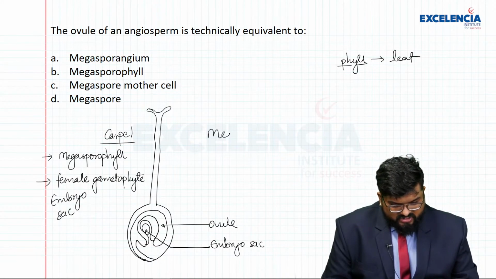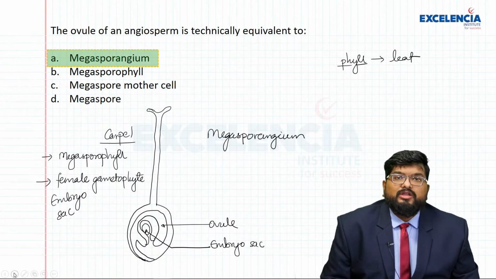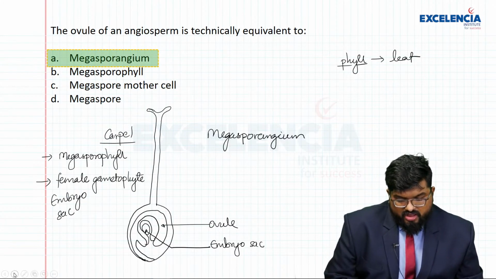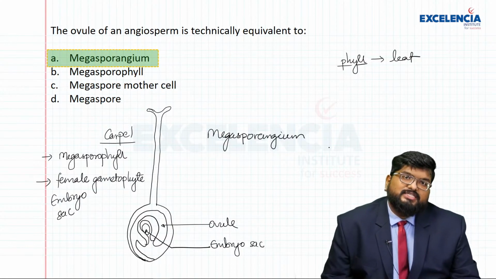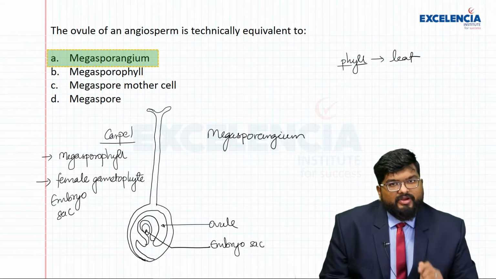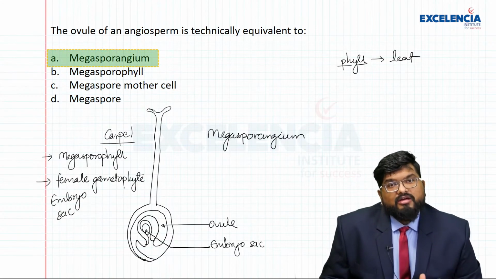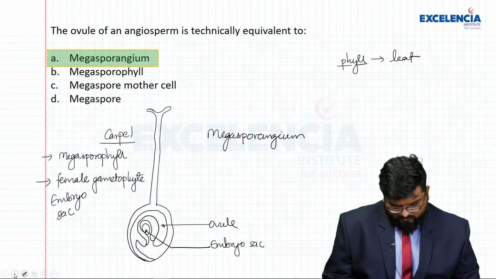So the ovule becomes the megasporangium. Right? Ovule becomes what? It becomes the megasporangium. What is megaspore mother cell? Megaspore mother cell is the cell inside the ovule which is going to develop into the embryo sac by meiosis and then subsequent mitosis. Okay.